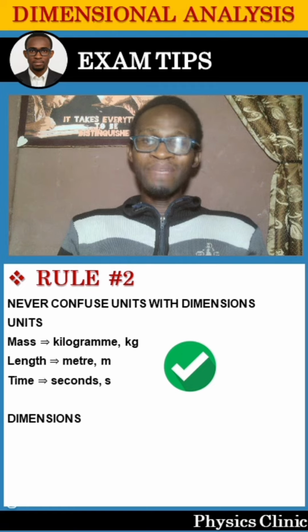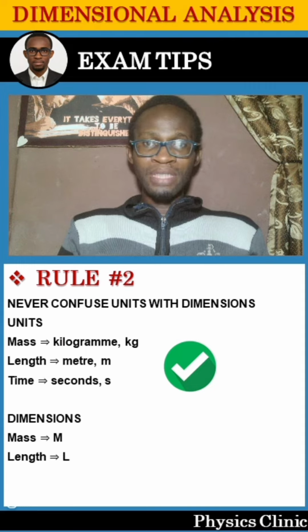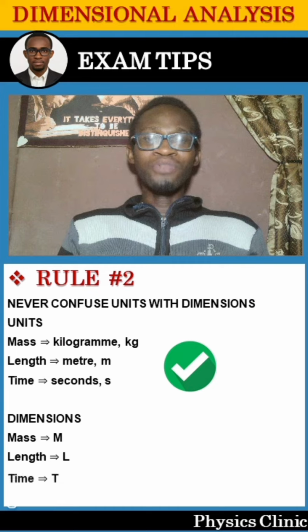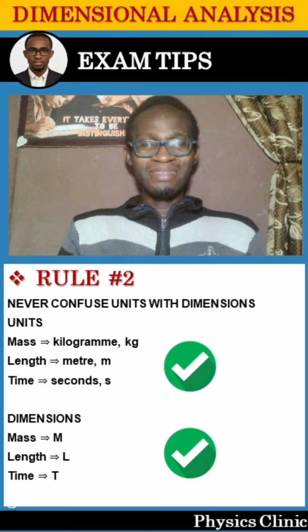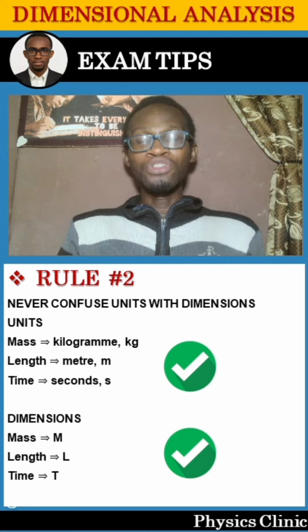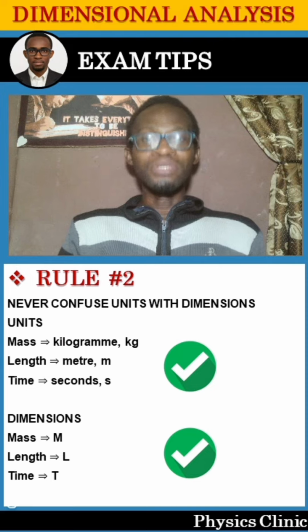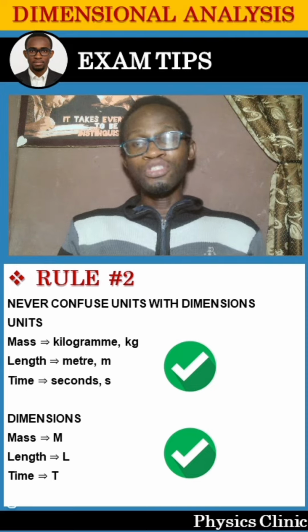Now dimension, on the other hand: the dimension of mass is capital letter M. The dimension of length is capital letter L, and the dimension of time is capital letter T. So this is what? Dimension. So don't misplace this. Unit is unit, dimension is dimension. Both of them are what? Different. So we have the unit of mass and we have the dimension of mass.